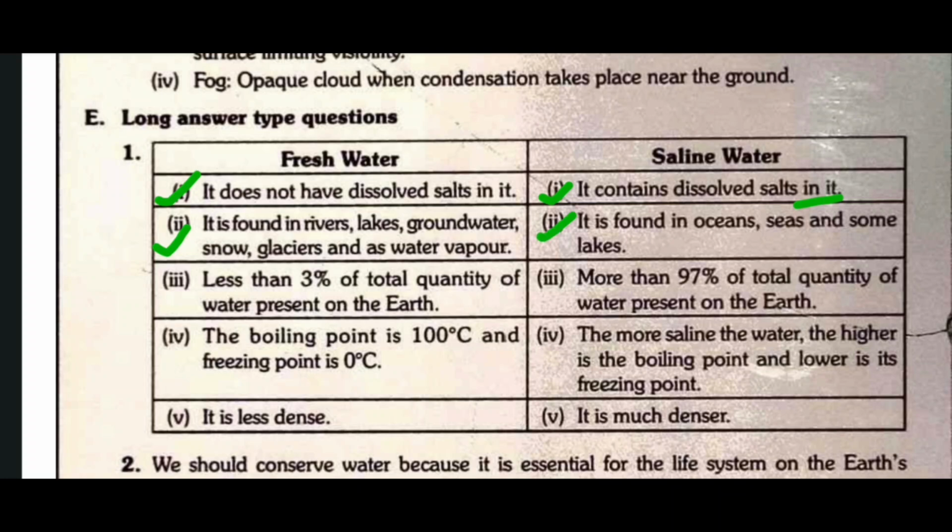Then it is found in oceans, seas and some lakes. Less than 3% of total quantity of water present on the earth. More than 97% of total quantity of water present on the earth. Fourth point, the boiling point is 100 degrees Celsius and the freezing point 0 degrees Celsius. Fourth point, the more saline the water, the higher is the boiling point and the lower is its freezing point. It is less dense, it is much denser.